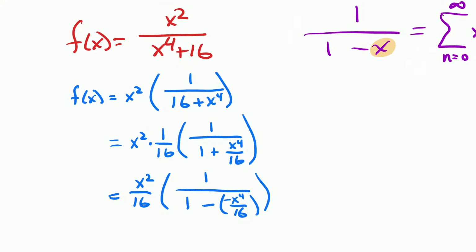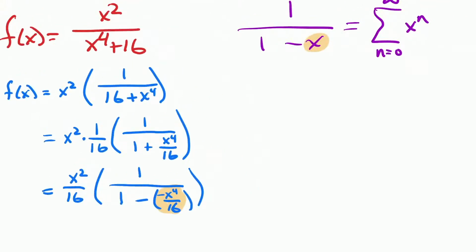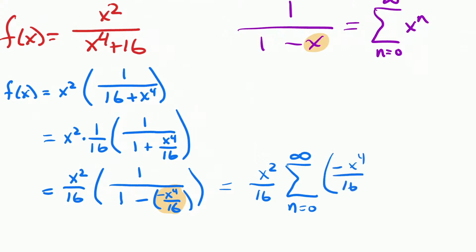So now I'm happy. Look at this. I have exactly what I was hoping for. The only difference between these two is that instead of x up here, I have that thing. But that thing isn't going to bother me too much. I'm just going to basically replace the x there with this. So let's do that, and then I'll be done. So this is going to be x squared over 16 times the sum n equals 0 to infinity of negative x to the fourth over 16 to the n.